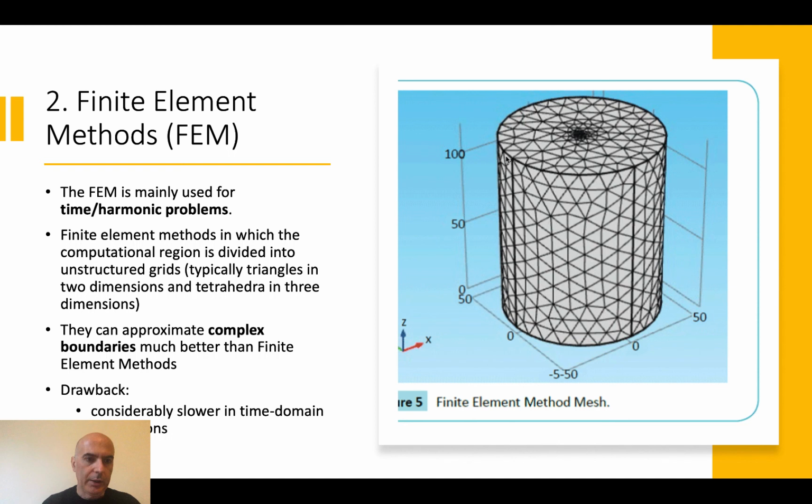As you can see from this image here, one of the advantages of the FEM is that we can describe curved surfaces quite nicely. It can map quite well. This is much better than the finite difference method. However, one drawback is that the FEM is slower in time domain calculations. For instance, when a simple uniform Cartesian grid can be used, the finite difference method is very fast.